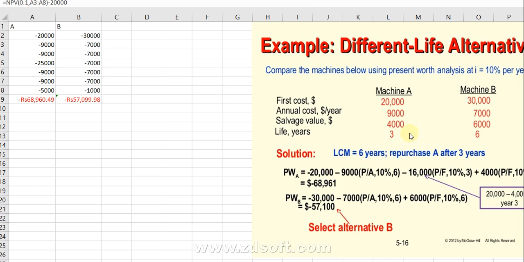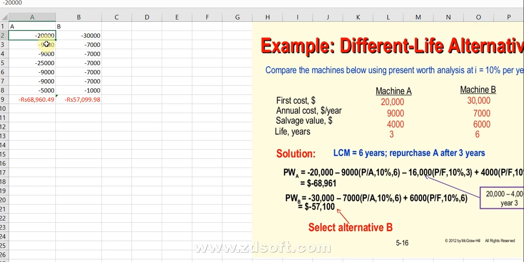But in this case we need to take the LCM of 3 and 6, which will be 6, and we have to extend the life of machine A to 6. And how you are going to do it, you can see the manual calculations are right there, but I will tell you how you are going to do this in Excel. So first, the cost of the machine, you can see here in alternative A, -20,000, and then we have the annual cost. I have put a negative sign because it is a cost and not a benefit, income or revenue generated, so it will be minus.